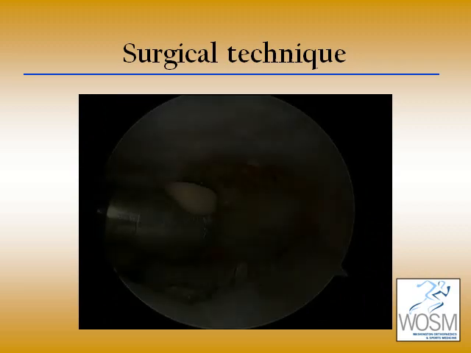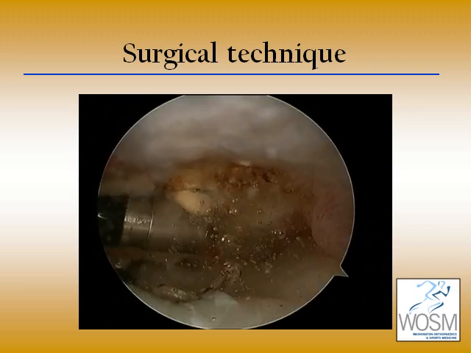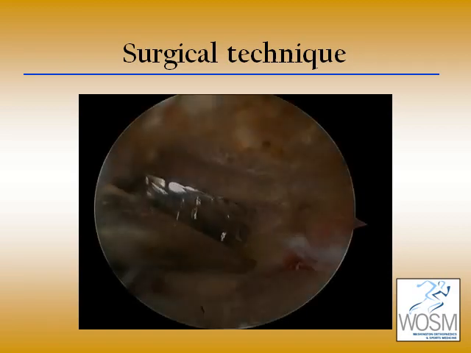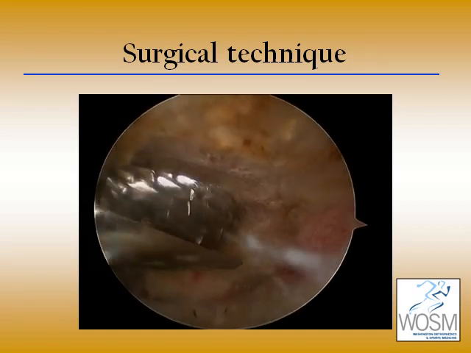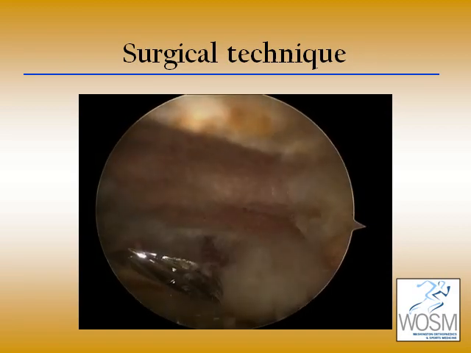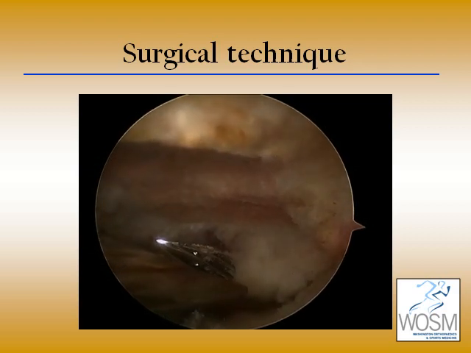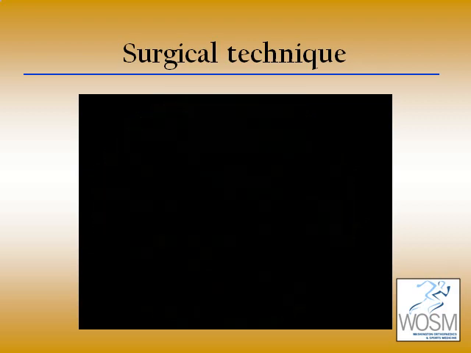Sometimes there's fraying of the CA ligament or stenosis of this compartment. In this case, the patient did have impingement, and we used a cautery to identify and a burr to debride the undersurface of the acromion.